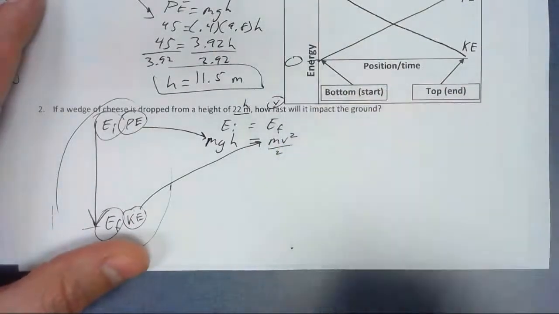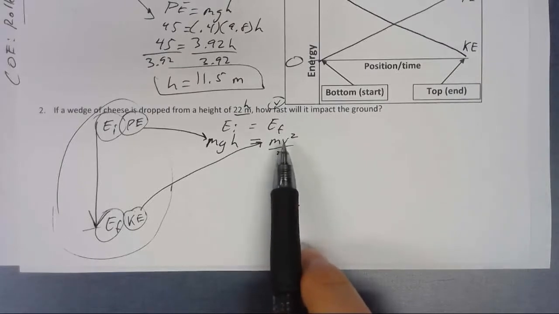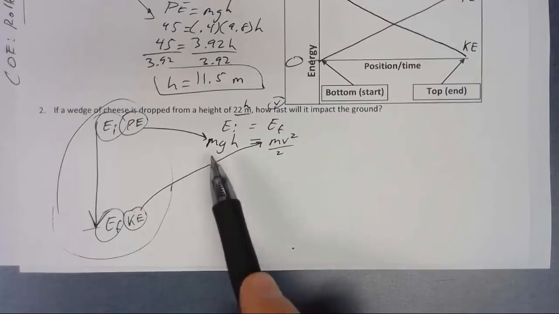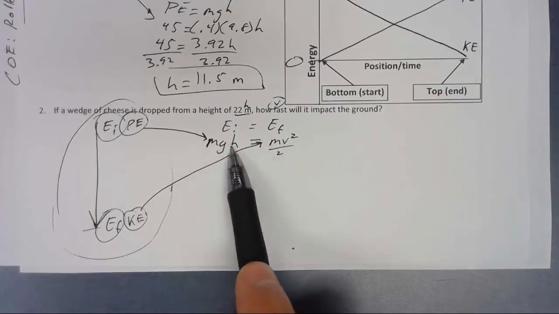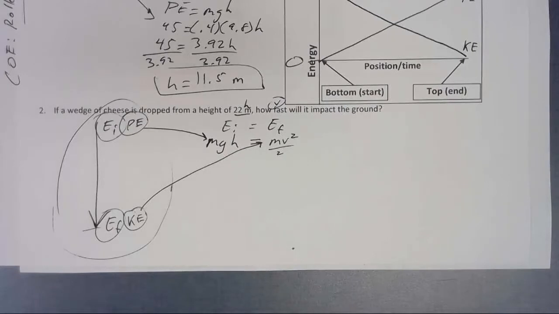And they want to know how fast it impacts the ground. Typically, at this point, what we would do is plug in numbers and solve for what we want to know. We want to know that v. Whenever you solve for something, you have to know everything else in the problem and plug it in. We know that g is 9.8. We know that it's starting at a height of 22 meters, but the mass is not there.